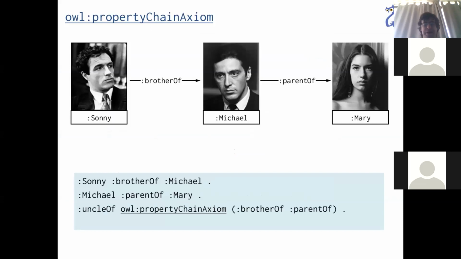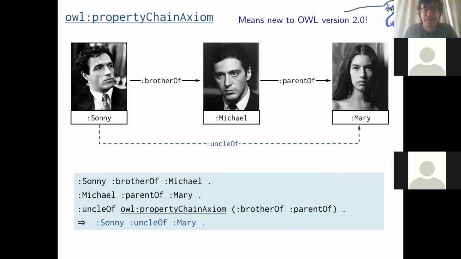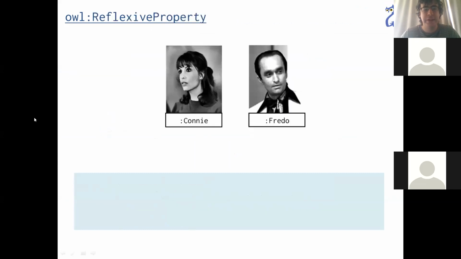Okay, so we spoke about the property chain axiom, which allows us to infer the uncle of relation. This is new to OWL version 2. I'm not going to talk about it in general, but if you see a 2 in the top right corner, it means that it's something new to the newer version of OWL.